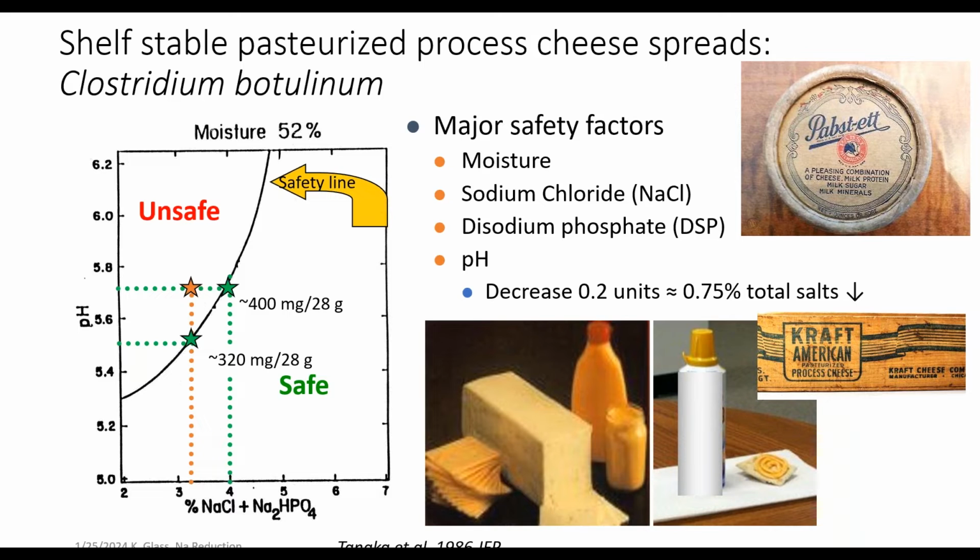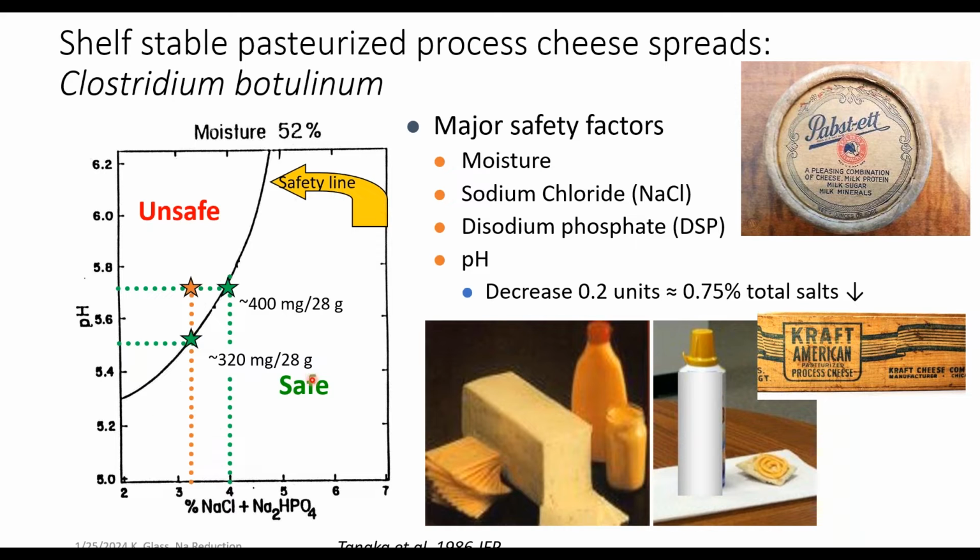properly formulated. For any given moisture, Clostridium botulinum will not produce toxin if the pH is low enough and the combination of sodium salt and disodium phosphate emulsifier are sufficiently high. If the manufacturer increases the moisture to improve functionality, the total salt must also be increased, or the pH must be decreased to maintain safety.